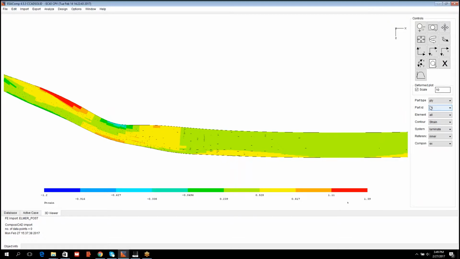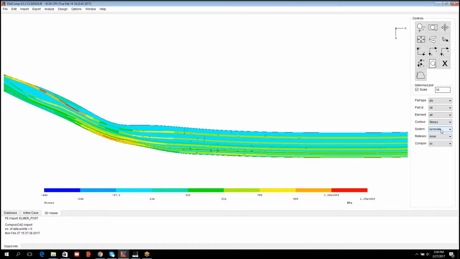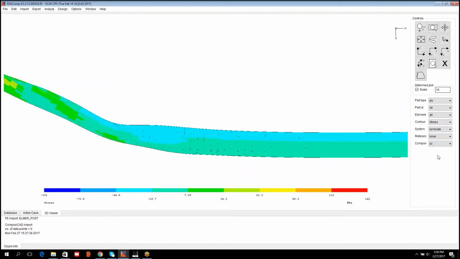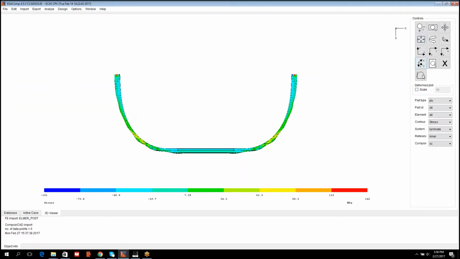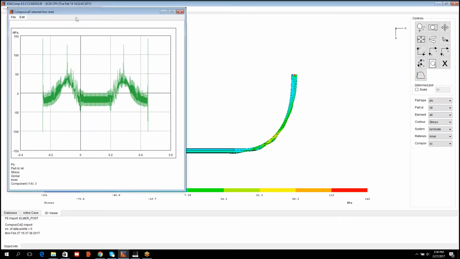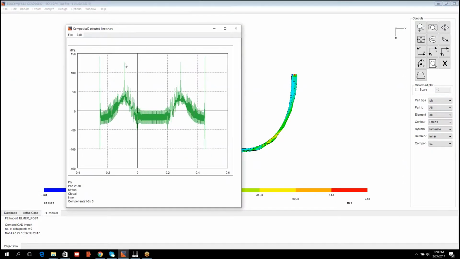Next, we look at the stresses in the out-of-plane normal direction. Part type is ply. Result contour is now stress in the laminate coordinate system, and the stress component is Z. Line chart shows that there's a local peak in the dome region, the value being 125.